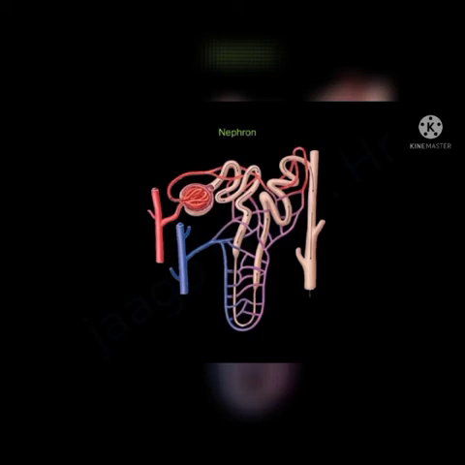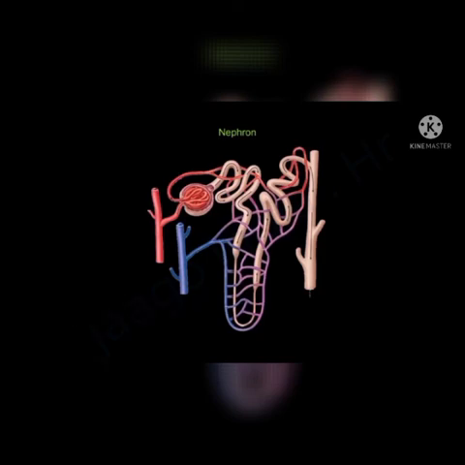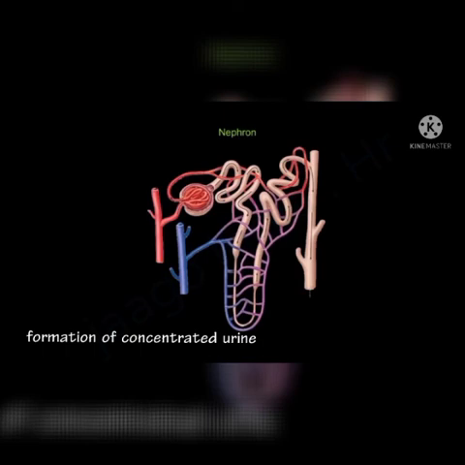Now, the urine that reaches into the collecting tube from the loop of Henle is further concentrated in the presence of hormone called vasopressin. This process of concentrating the urine in the presence of vasopressin is called formation of concentrated urine.